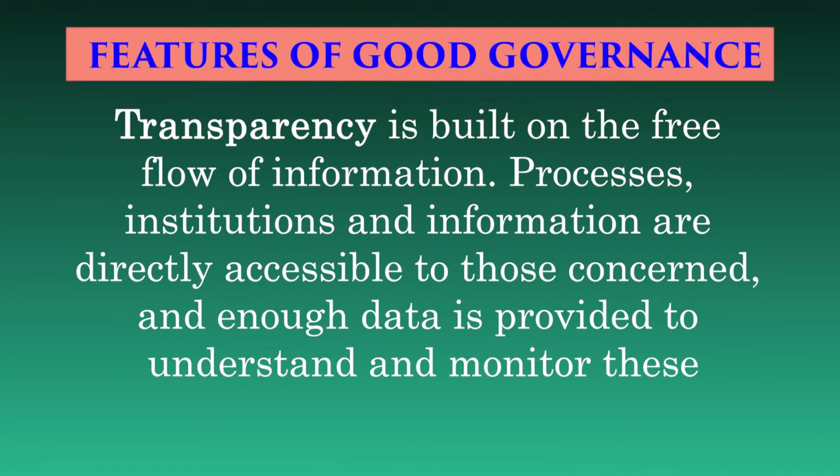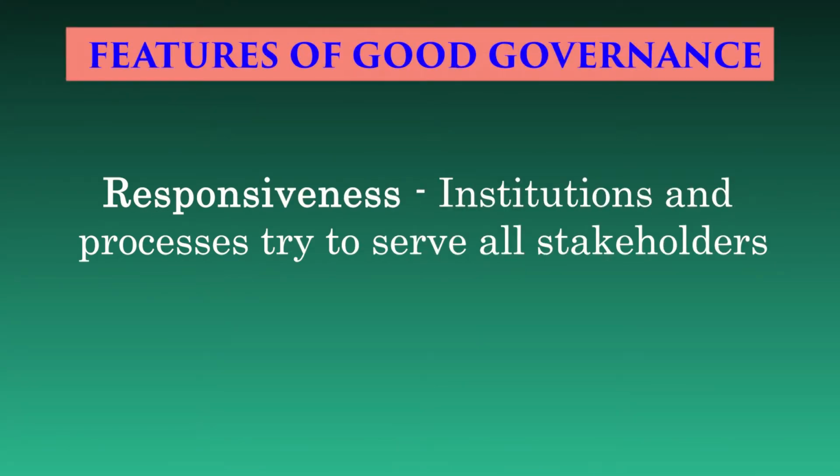Thirdly, transparency. Transparency refers to free flow of information. Processes, institutions and information are directly accessible to those concerned. Enough data is provided to others to monitor the process of functioning of the government. There should be free and fair access to data. Responsiveness refers to institutions and processes trying to serve all the stakeholders.